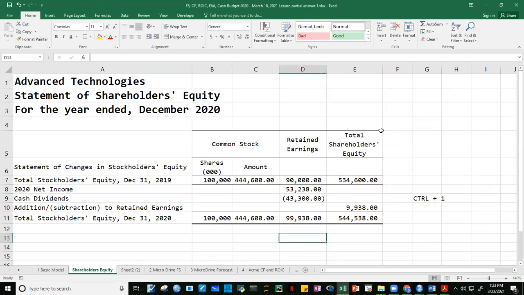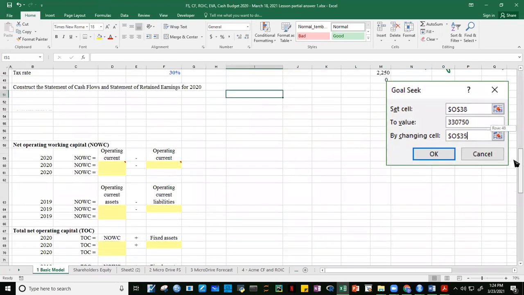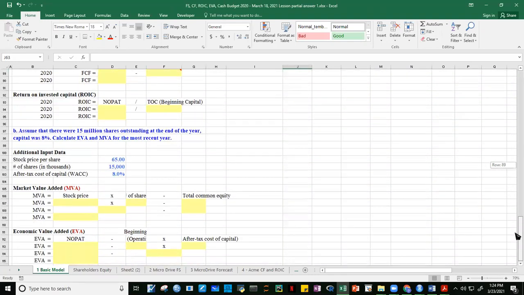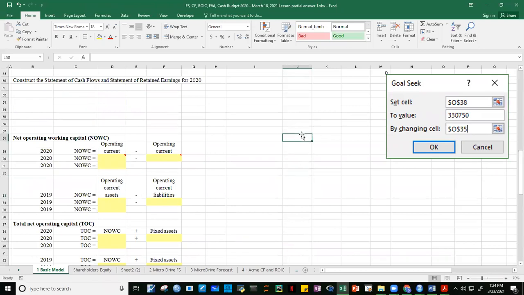All right, so that takes care of our statement of shareholders equity. Okay, now let's begin the other measures here. Ito. So let's see how far we can get here. Okay, these are very important measures. Okay, we begin with computing your NOWC, or net operating working capital.